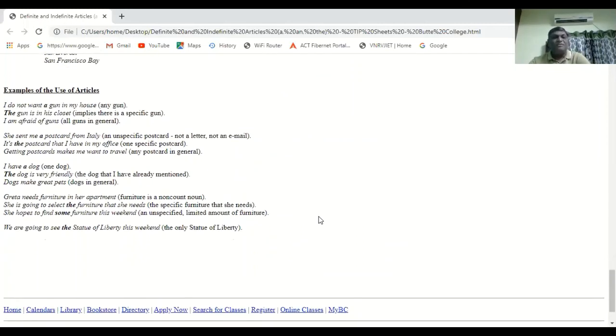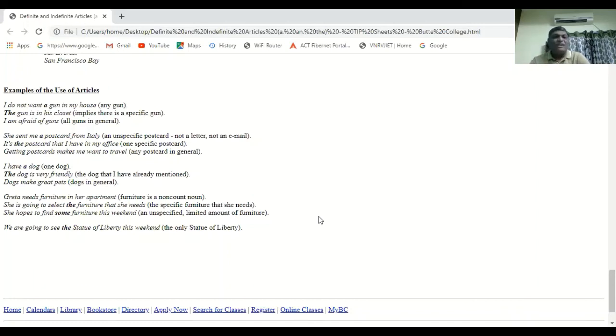For example, the use of articles: I do not want a gun in my house. A gun, any gun. The gun is in his closet. "The gun" is talking about a particular, specific gun. I'm afraid of guns. When you use plural, you don't have to use "the." I have a dog. Just general. The dog is very friendly. You are talking about a particular dog. Dogs: when you say plural, you don't need an article.